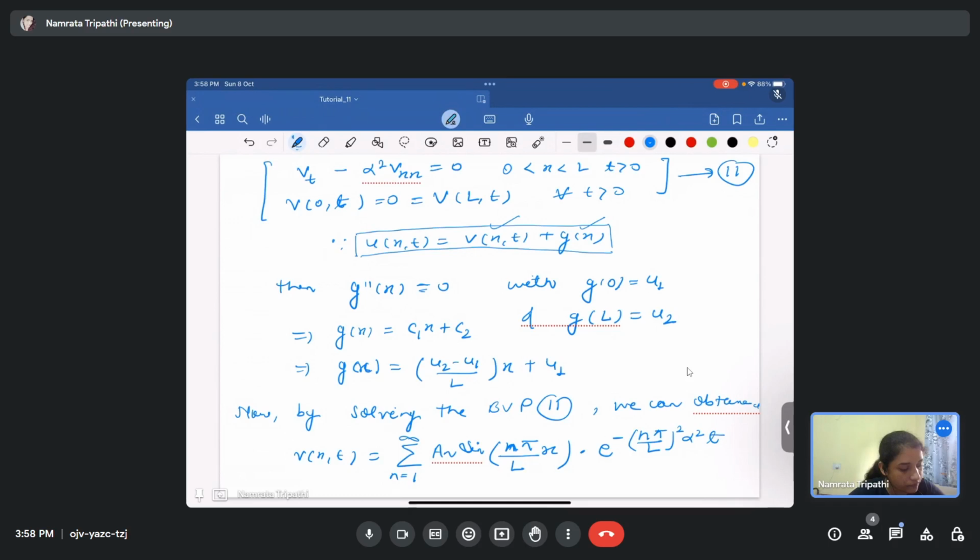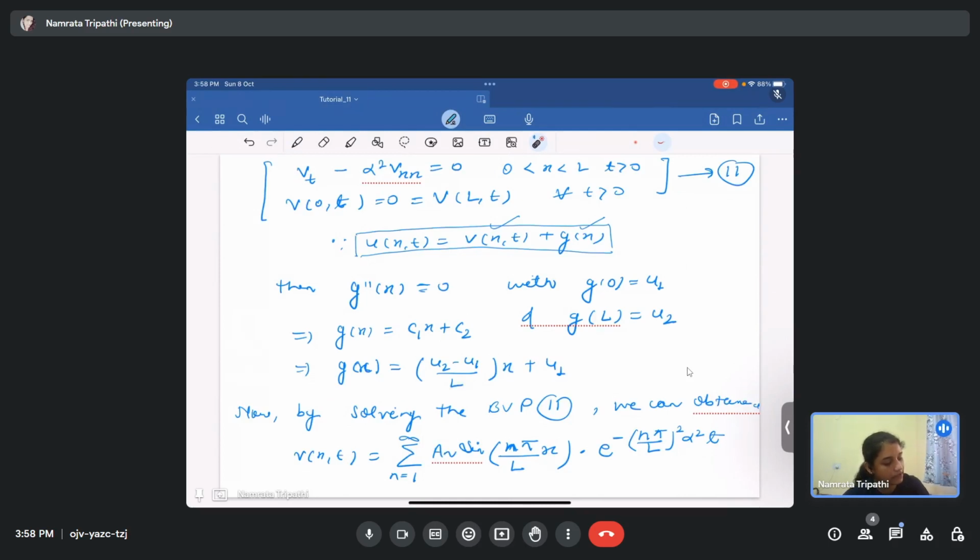If we put v(x) here, then you will get g double dash x, this expression. And by this condition you will get these boundary conditions. And the solution for g(x) will become this. And after applying the boundary condition you will get g(x).